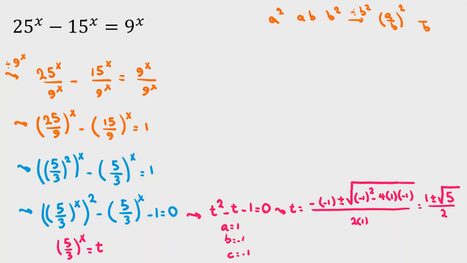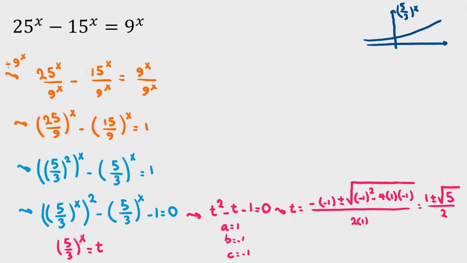Why? Pause the video and try to see why one of them is possible and the other one is impossible. Let me explain for you. t equals 5 over 3 to the x. If you see the diagram of 5 over 3 to the x, it will be increasing, and always positive. So here, negative is not possible because it will be negative. So t is positive and it's 1 plus root 5 over 2.